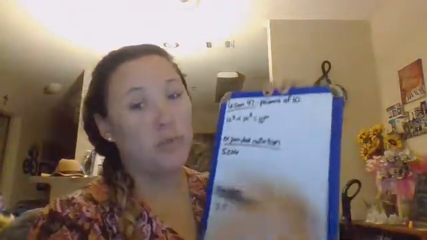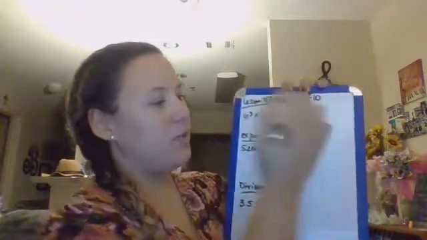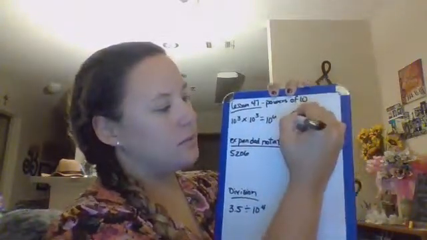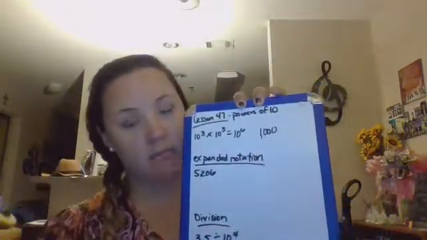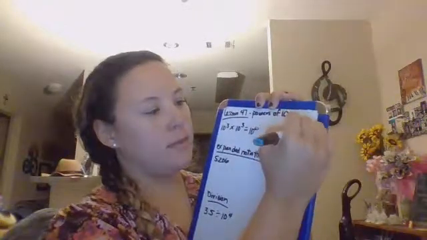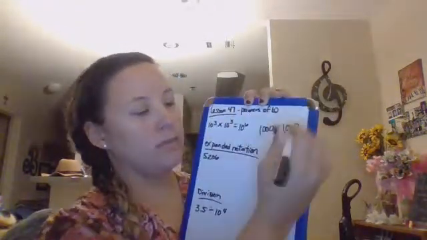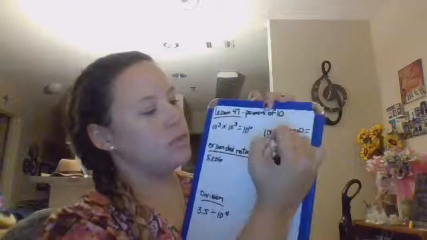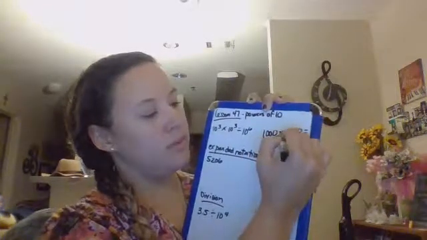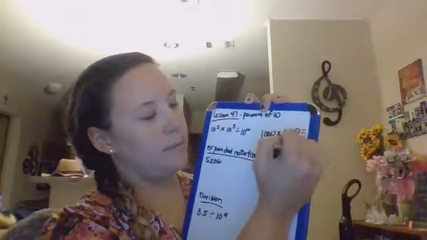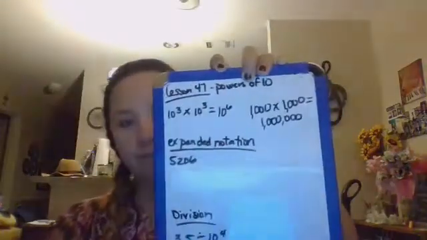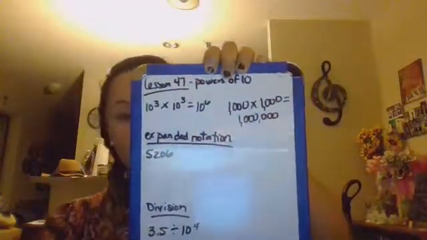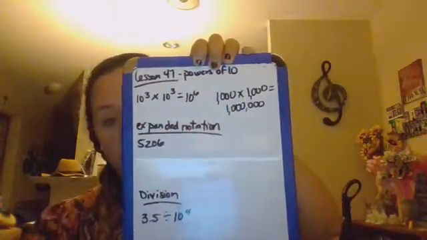And if we actually have to write that out, 10 to the third is 10 times 10 times 10, which is 1,000, times another 1,000 equals, and we just put 6 zeros on there. Simple enough. Again, all we did was just add our exponents.